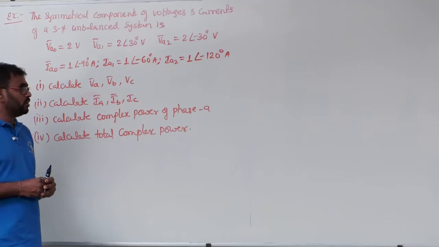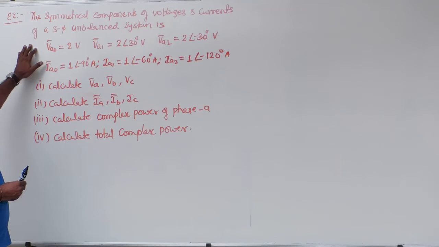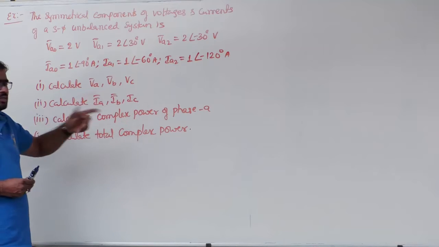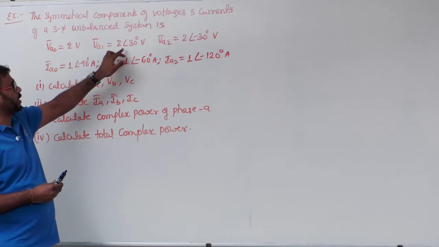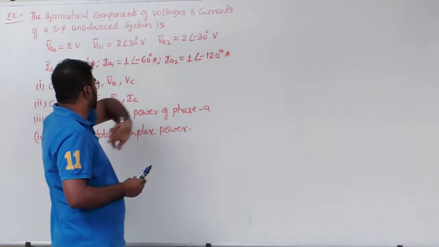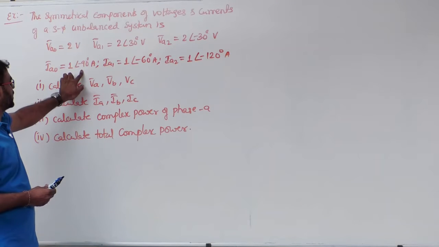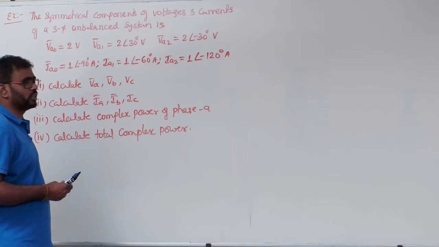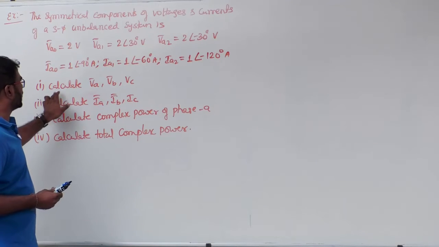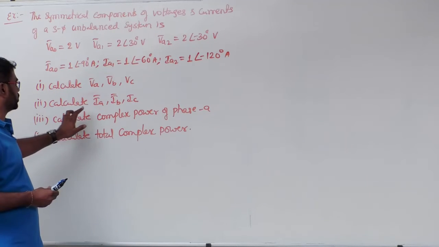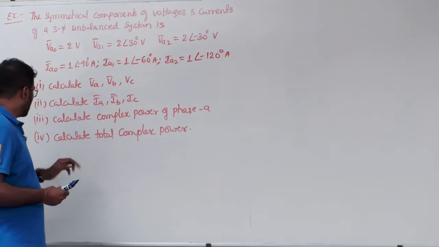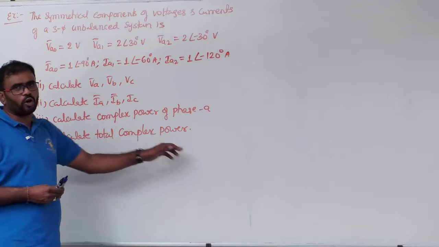Now coming to this example, in this question he has given unbalanced voltages and unbalanced currents, but only for A phase. It is ABC sequence. VA0 is 2 volts, VA1 is 2 at an angle 30, VA2 is 2 at an angle minus 30, and IA0 is 1 at an angle minus 90, IA1 is 1 at an angle minus 60 degrees, IA2 is 1 at an angle minus 120 degree ampere. The first question is what is VA, VB, VC, and the second question is IA, IB, IC. The third question is to calculate the complex power of phase A, and the fourth question is to calculate the total complex power.